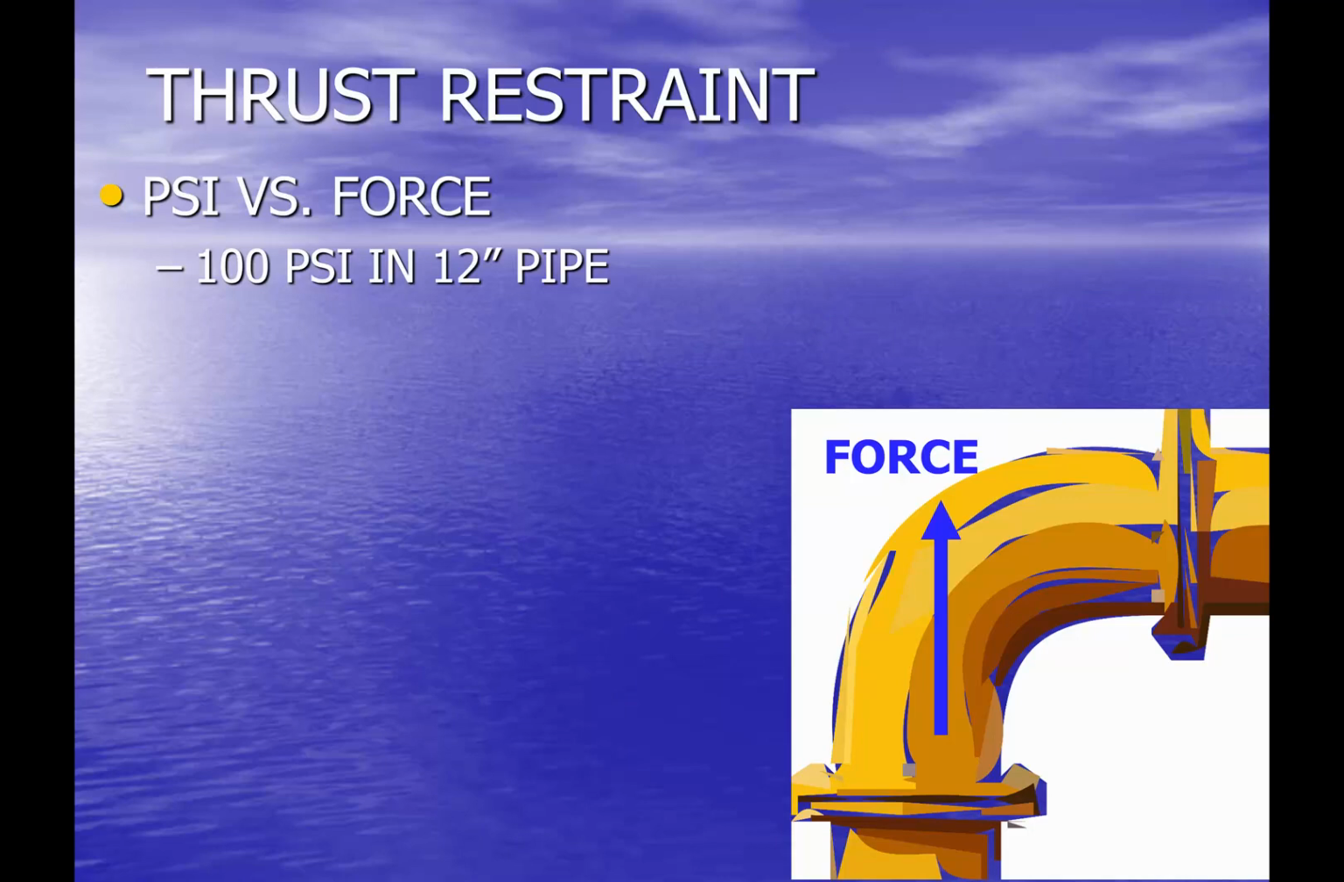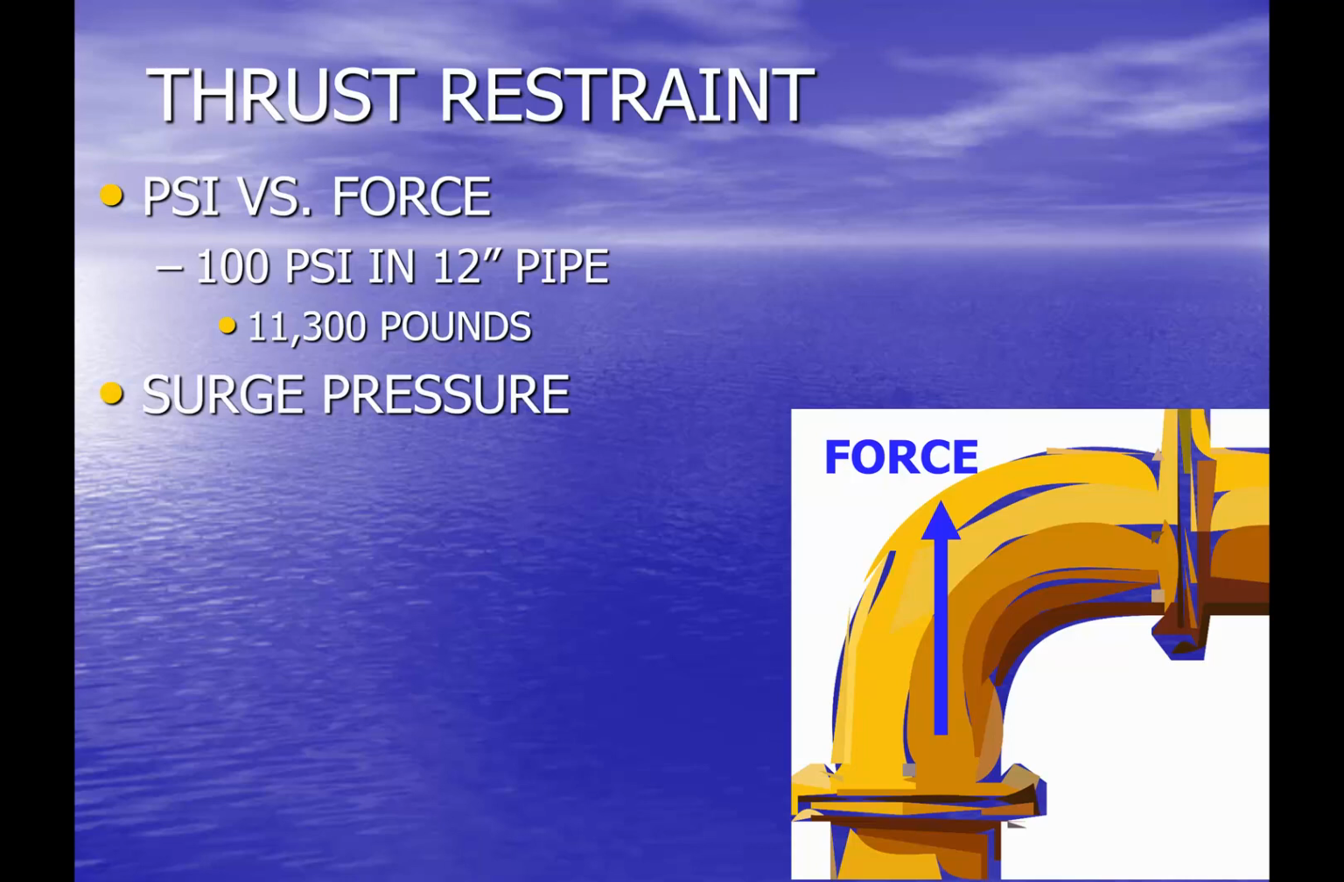Think about the numbers. In a 12-inch pipe at 100 psi, if you do that math, you're talking about over 11,000 pounds of force that's trying to pull that pipeline assembly apart. So we need to make sure that that doesn't happen. That's under normal, kind of static, so to speak, conditions. Add in water hammer or surge pressure, and that 11,000 pounds could easily go to 20 to 30,000 pounds.